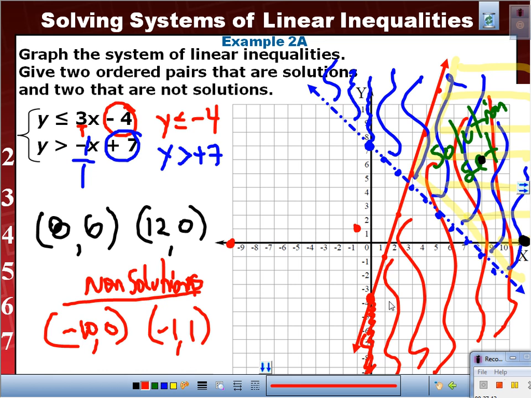How about this one? Look up. Is this a solution? No. How about here? No. It has to be inside both shadings. Everybody with me? Now look at this one. Another solution is right here. You agree with that? Yeah. Let me show you a non-solution. Tell your neighbor why that's not a solution. It's on the dotted line and it's not part of the solution.